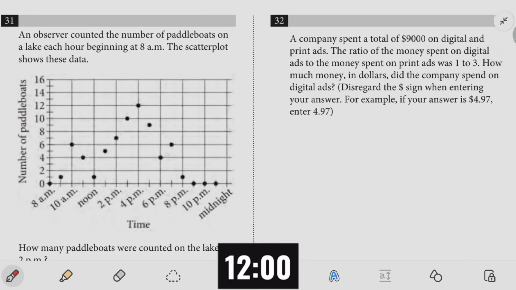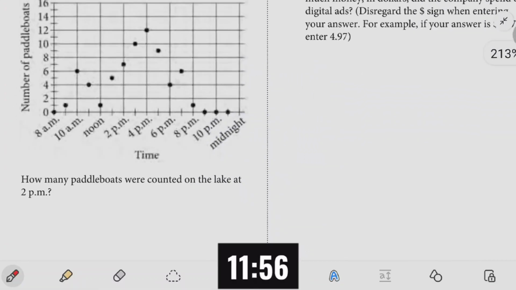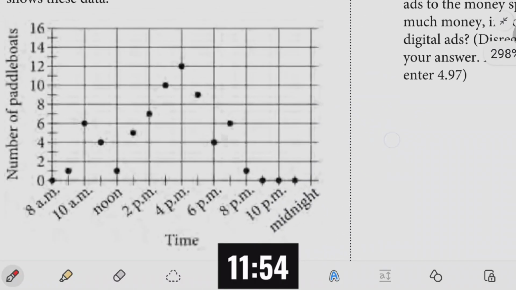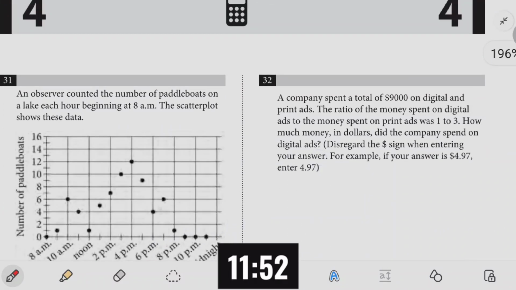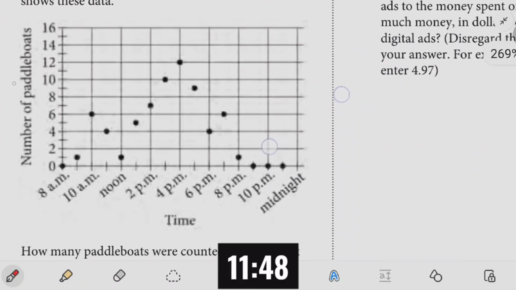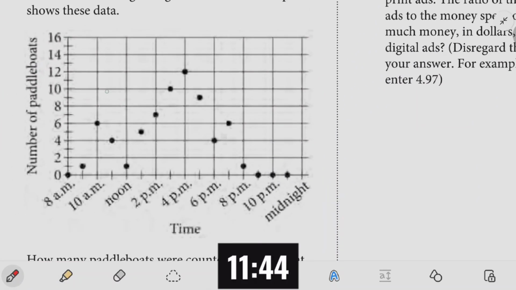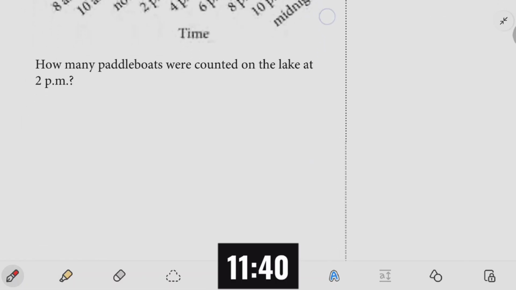Counted the number of paddle boats on the lake each hour beginning at 8 a.m. How many paddle boats were counted on the lake at 2 p.m.? Number of paddle boats counted at 2 p.m. 2 p.m. 7. It's 7.